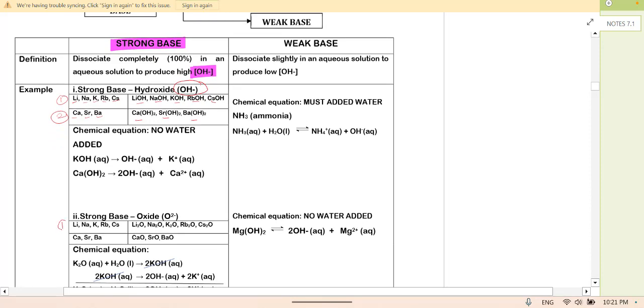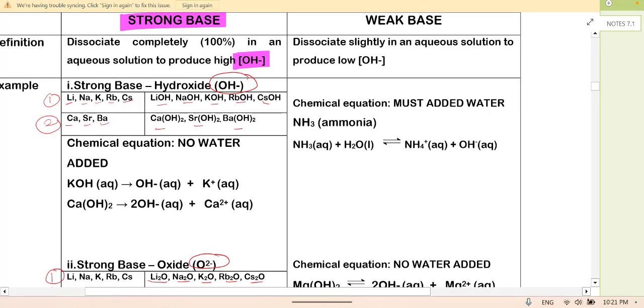Similar here, this is a list of metals from group 1 and some metals in group 2. When they combine with oxide, they will produce strong base. However, for strong base, if in the molecular formula you can see the hydroxide ion clearly, there is no need to add water when you write the dissociation equation. For hydroxide, no need to write water, otherwise your equation won't be balanced. We have 2 OH here, so that's why it produces 2 OH minus.